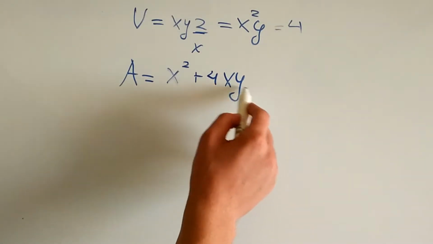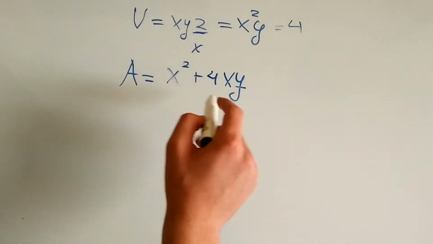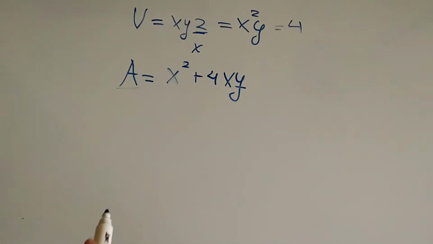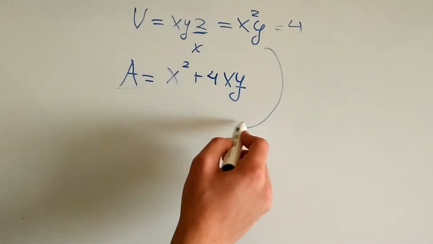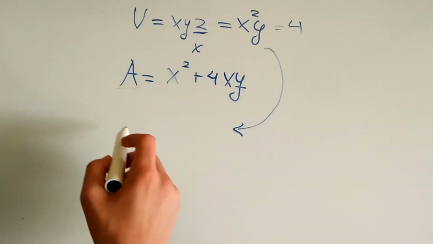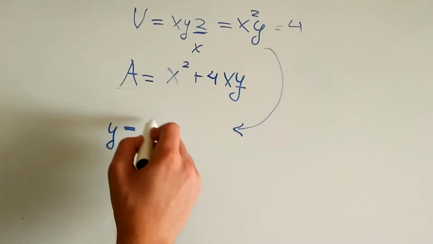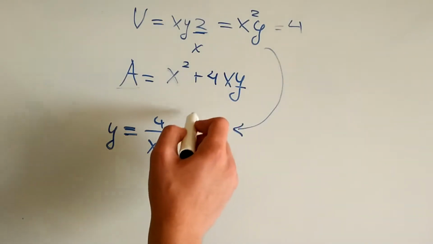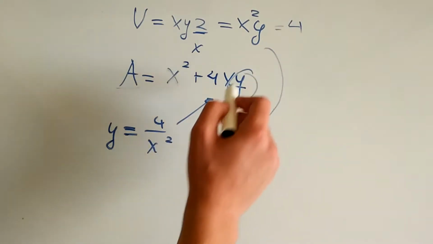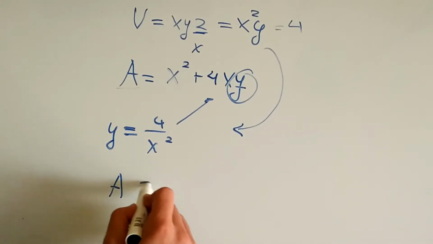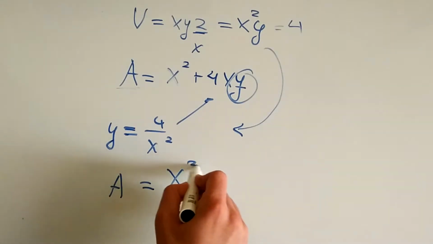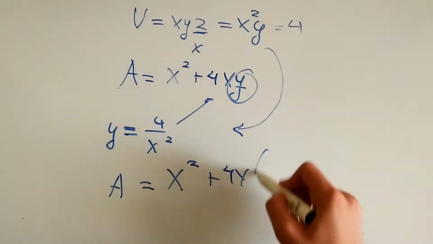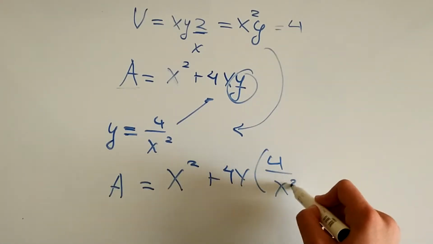Now what we can do here is express y in terms of x, so we can take the derivative of the area in terms of x. So if we go from the equation for the volume, we can say that y is equal to 4 over x squared. And we can replace it here. And then for the area, we will get x squared plus 4x times 4 over x squared.